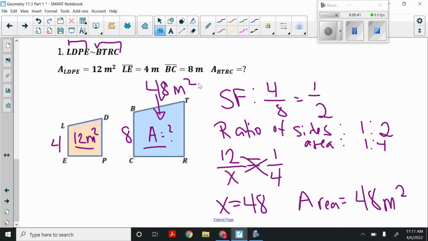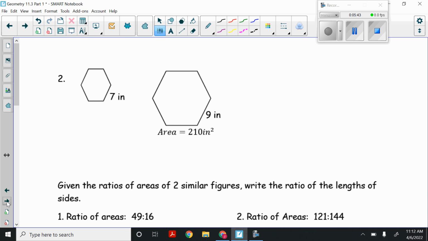We'll try that again. So next page, these are what they give to me. They tell me that they're similar. Okay? So if I want to find my scale factor, let's say 7 to 9, nothing in common. So then the ratio of sides, I'm just going to abbreviate that as RS, would be 7 to 9. The ratio of area, then I'm going to square both of those. So 7 squared is 49, 9 squared 81.